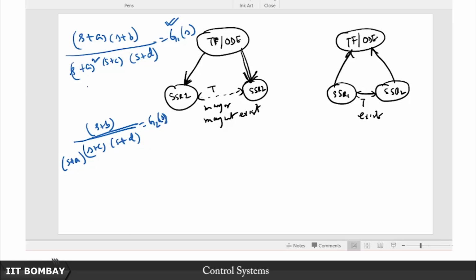they are the same system, the external description of both those systems are the same. But the moment you try to realize them in the state space domain, the question of a similarity transformation doesn't even arise here, for the simple reason that the dimension or the size of the A matrix will be different. So obviously there cannot exist a similarity transformation between the state space realization of G1 and the state space realization of G2, although they are essentially both the same transfer function or the ODE.